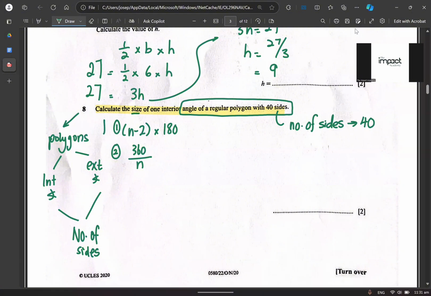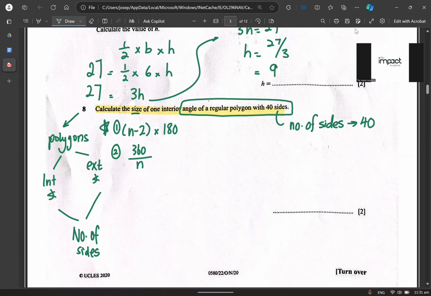So you have to use the first one because the first one, right, helps us to find the total angles in a polygon. Let's say if it's 6 sides, I will just do 6 minus 2 times 180. My answer over here, right, will basically be the total angle. Okay. But this one is how many sides? 40 sides. So if it's 40 sides, what are you going to do?